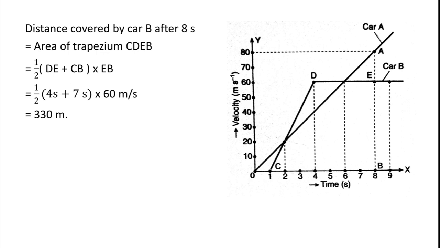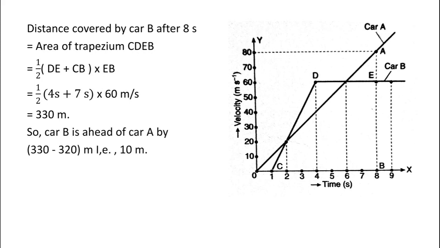But we have seen that distance covered by car A after 8 second is 320 meter. So we can say that car B is ahead of car A by 330 minus 320, that is 10 meter.